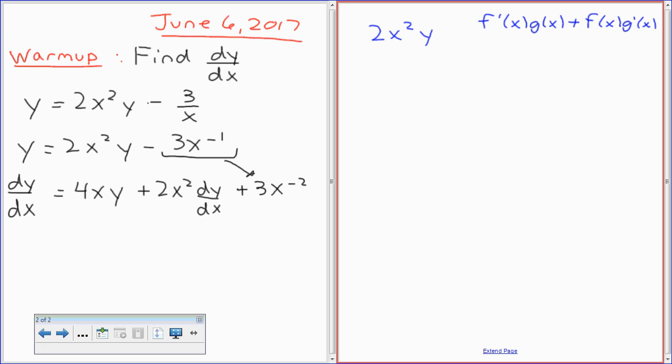That's the rule we're using right there. Okay, we need 2 things to multiply. So the derivative of this first one is just going to be 4x. That's f prime of x, times g of x, plus f of x, which is 2x squared, and then dy over dx, that's g prime of x.